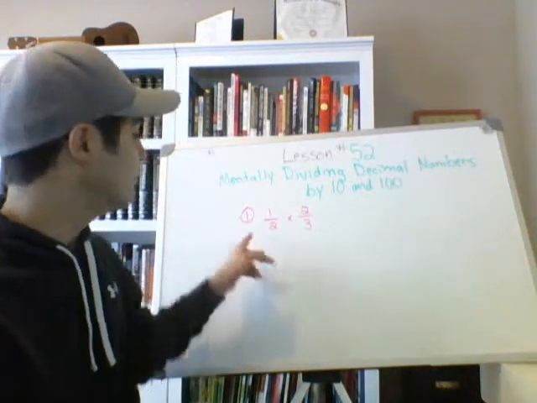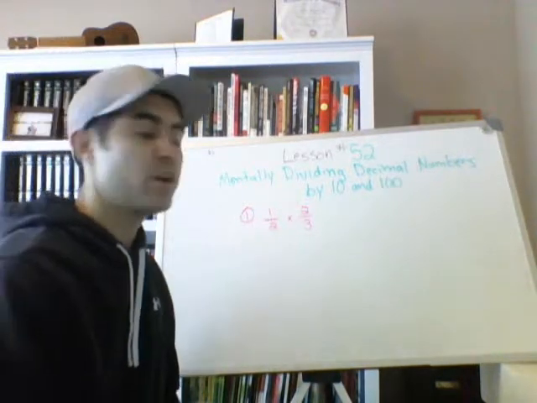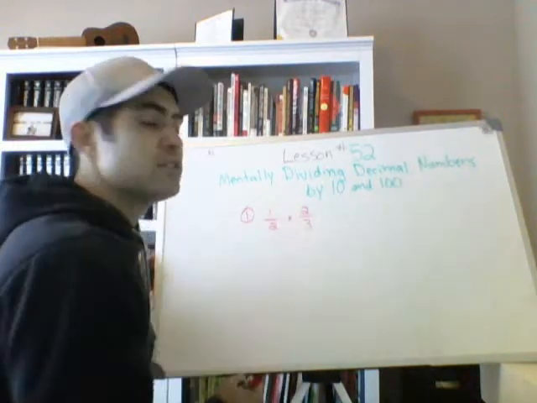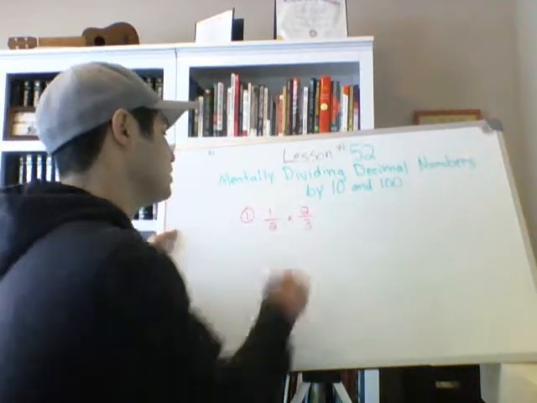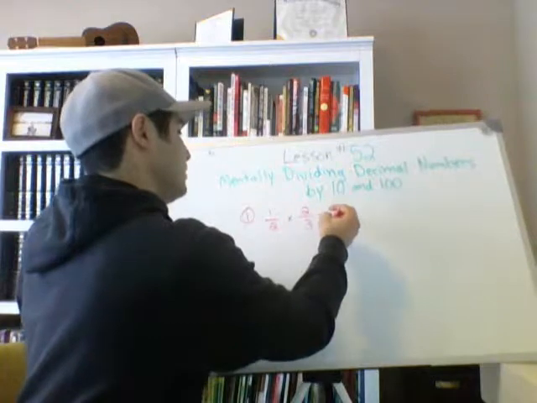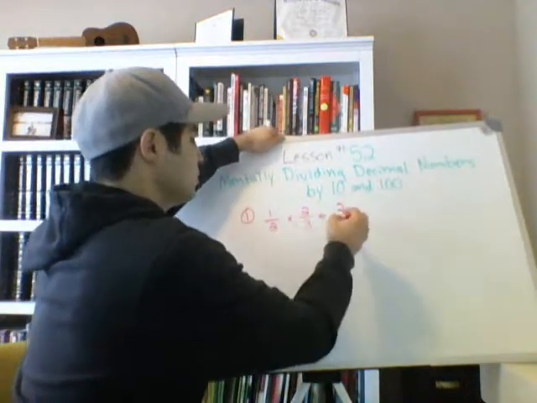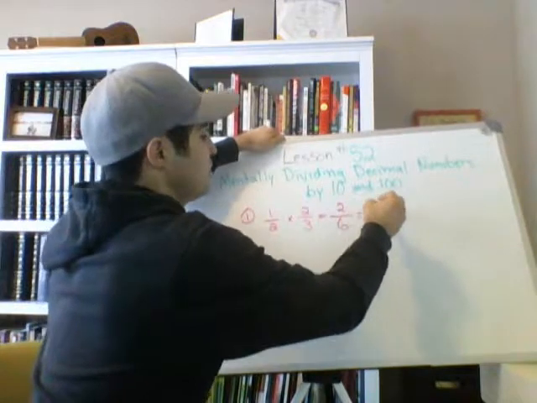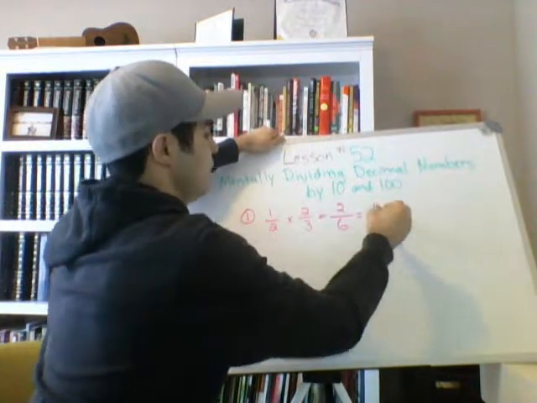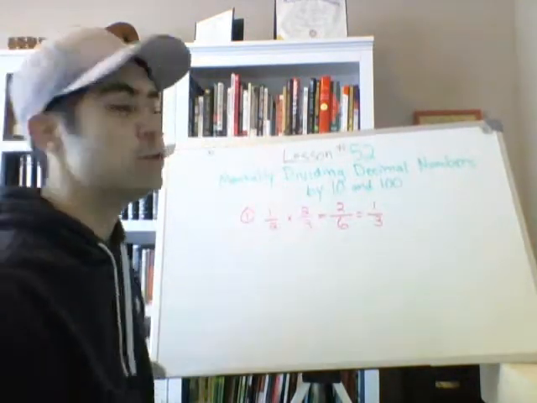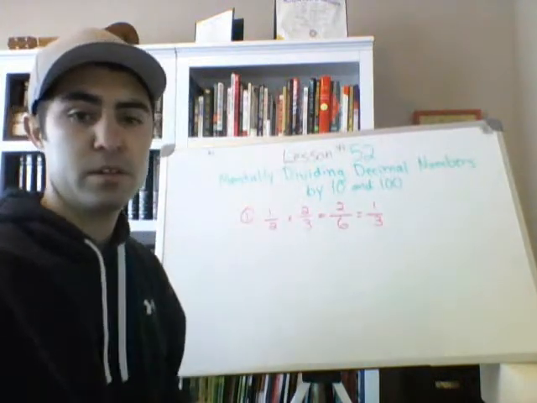So what is the product of 1/2 and 2/3? This is number 1 on your homework. Well, the product is the answer to the multiplication problem. And so we got 1/2 and 2/3. You guys know how to multiply. 1 times 2 is 2. 2 times 3 is 6. And this is going to reduce to 1/3. Basically, what's half of 2/3? 1/3.